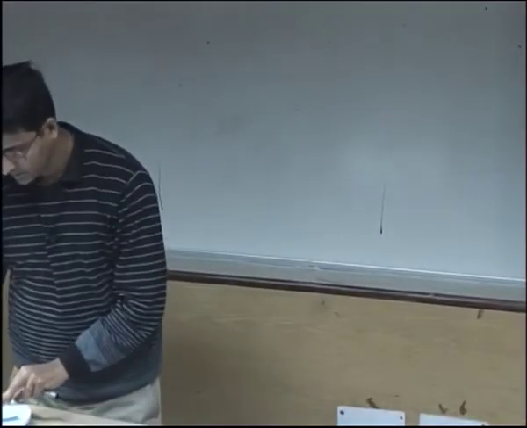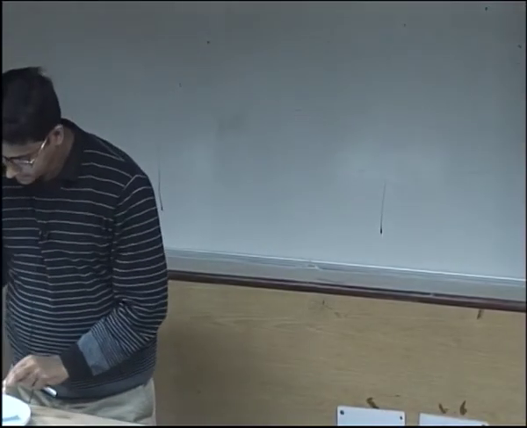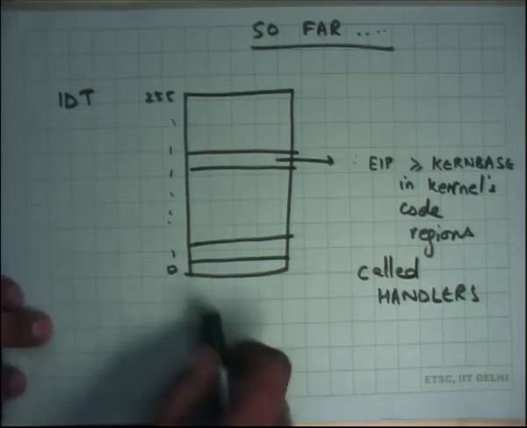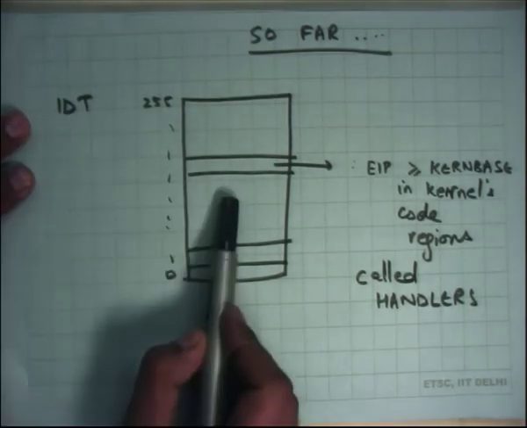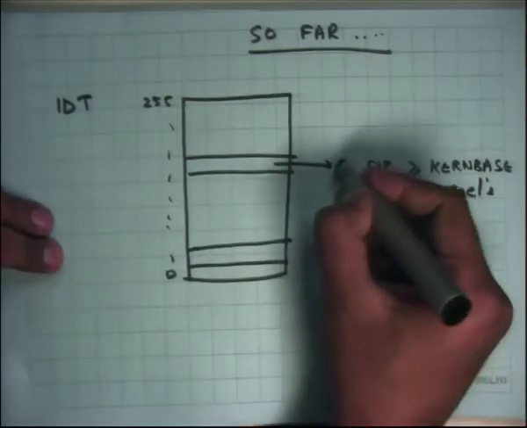All right. So we have already seen this. There's an interrupt descriptor table that has CS:EIP pointers.